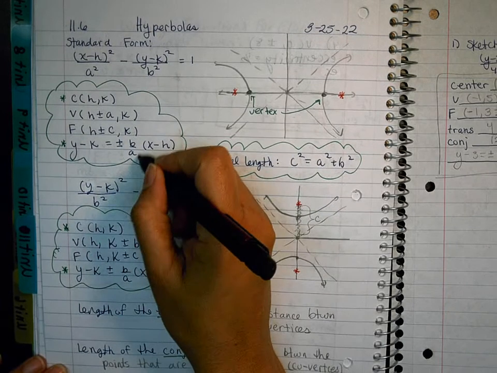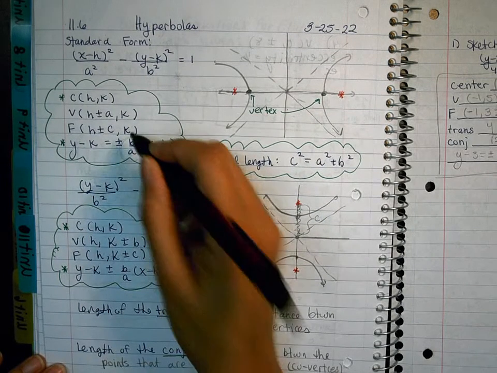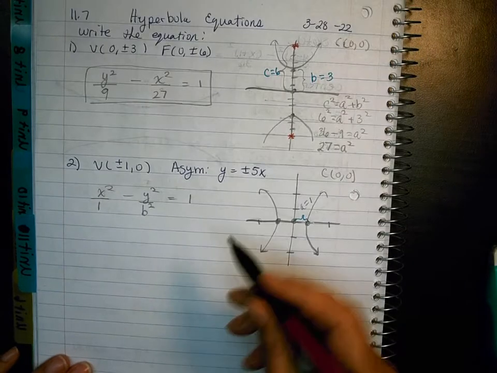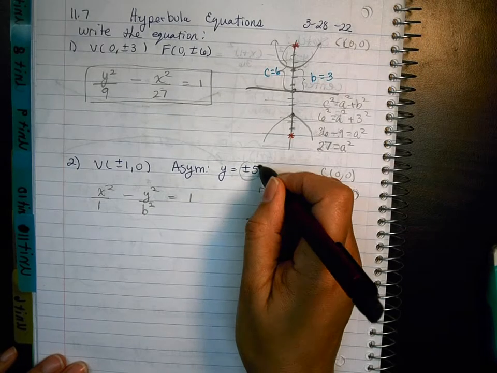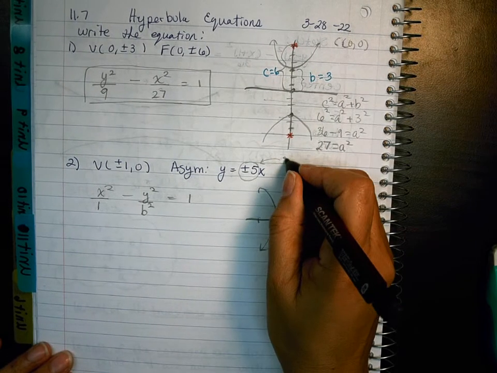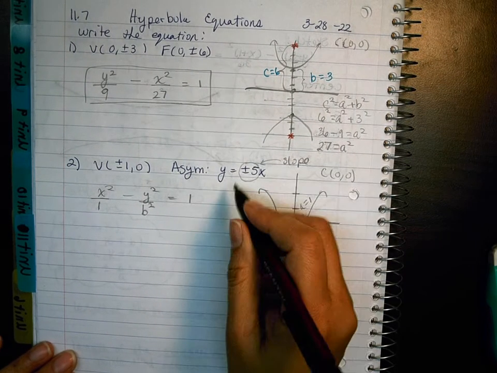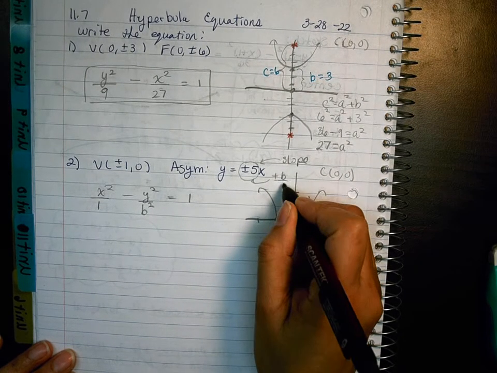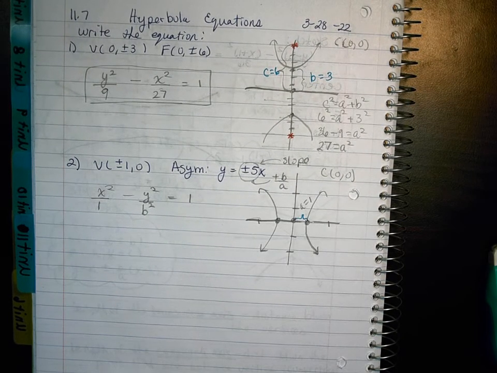And this is the part I'm focusing on right here. What's the slope? Plus or minus what? B over A. So this piece right here is plus or minus, the slope is plus or minus what two letters? B over A.